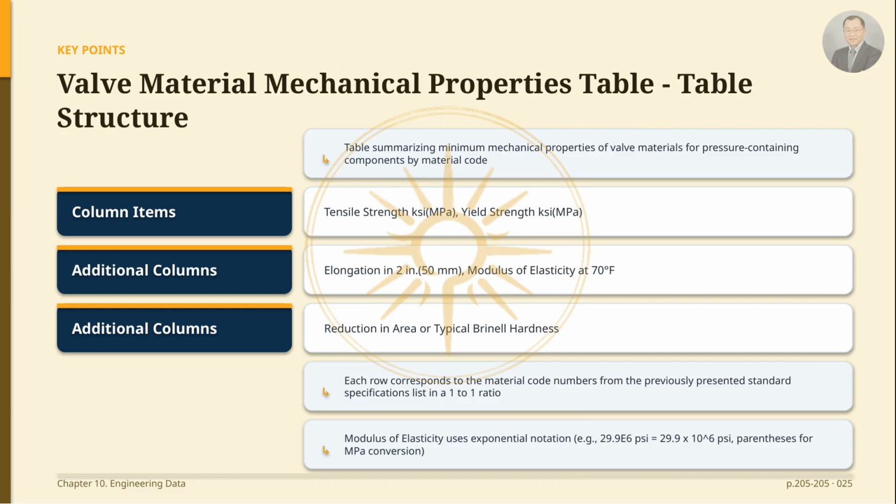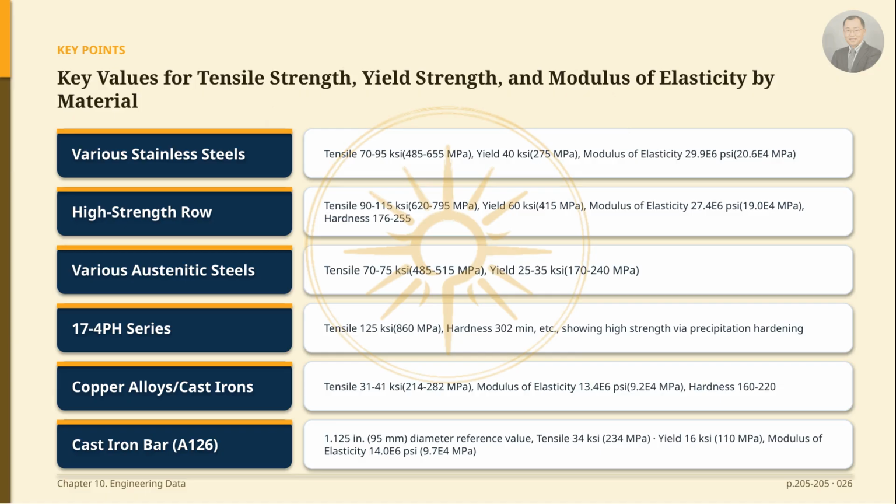The modulus of elasticity is written in exponential form, such as 29.9 times 10 to the power of 6 psi, with the MPa conversion value in parentheses. Let's look at the actual values in the table by category.